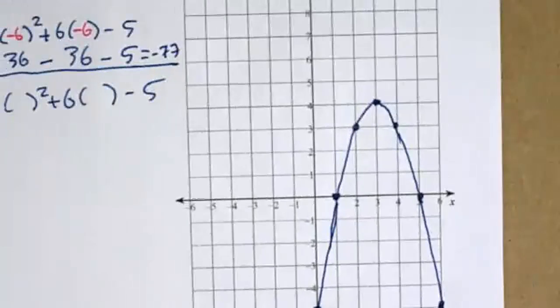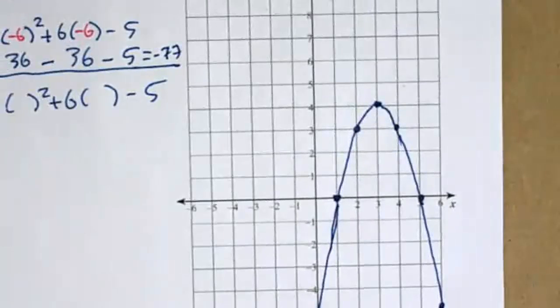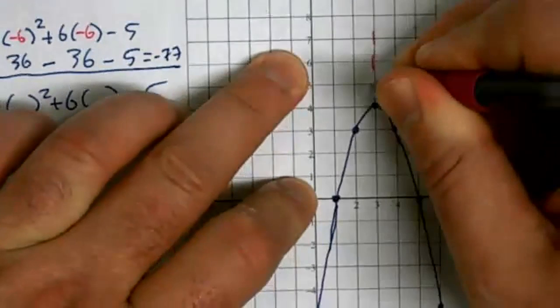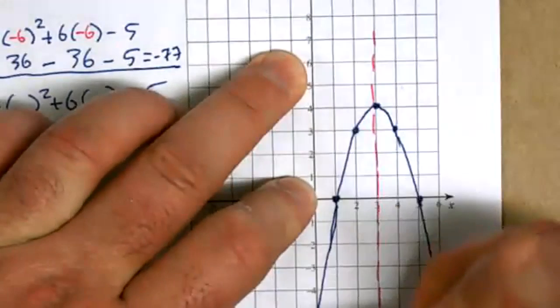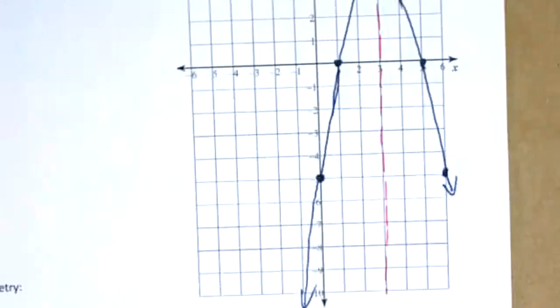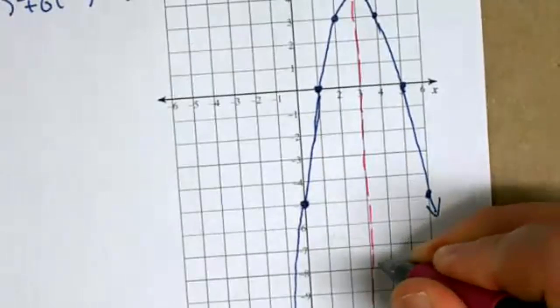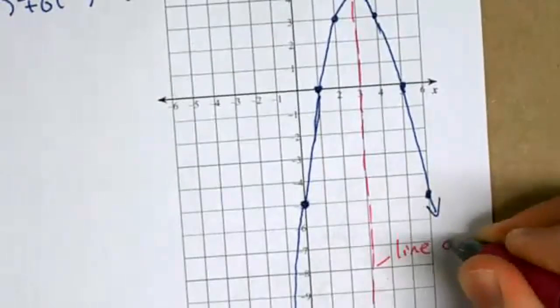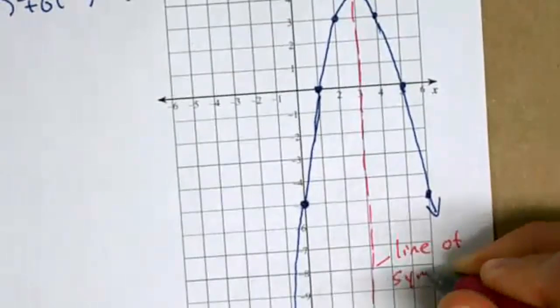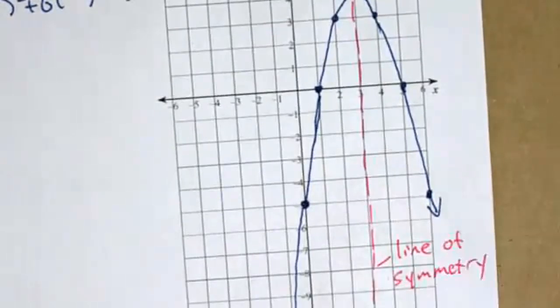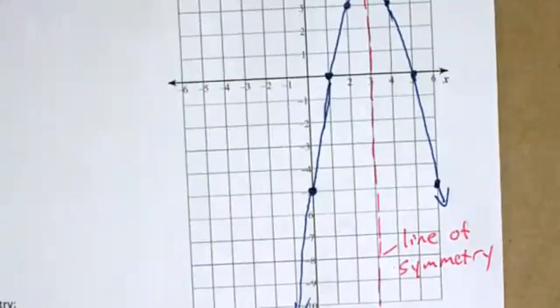Awesome. All right. Can you see that this parabola has symmetry? If you were to fold it over top of a certain line, it would match up with itself. So go ahead and draw that line in here. I'm drawing it as a dashed line on my page. And that line has a name. It's called the line of symmetry. Go ahead and label that line your line of symmetry.